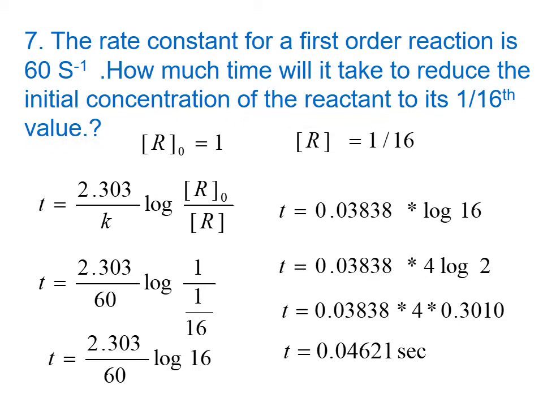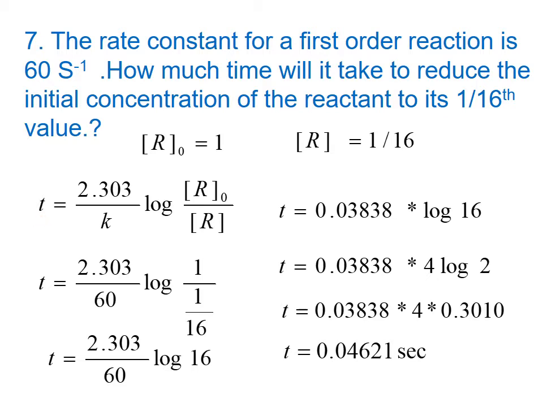Suppose the initial concentration R0 is equal to 1 molar. Then what will be R? R is equal to 1 by 16th. We need the time required to reduce the concentration of reactant from 1 to 1 by 16th. So R is equal to 1 by 16th. Now we can calculate time by using the integrated rate equation.